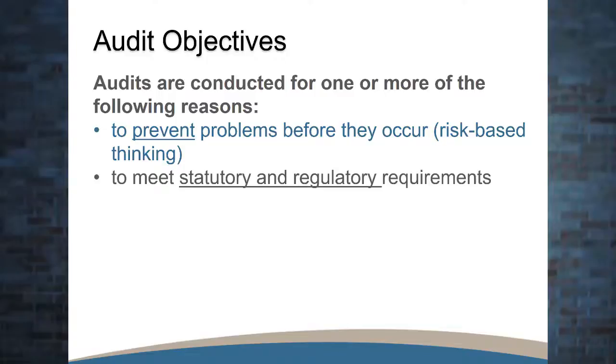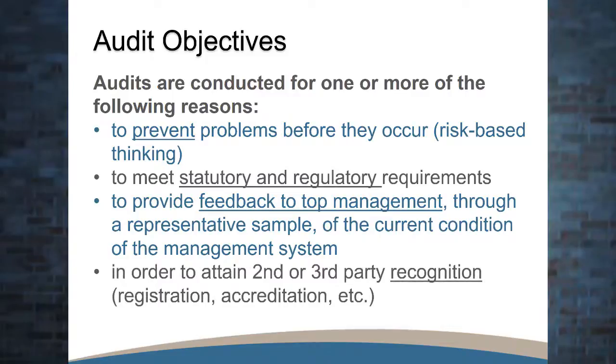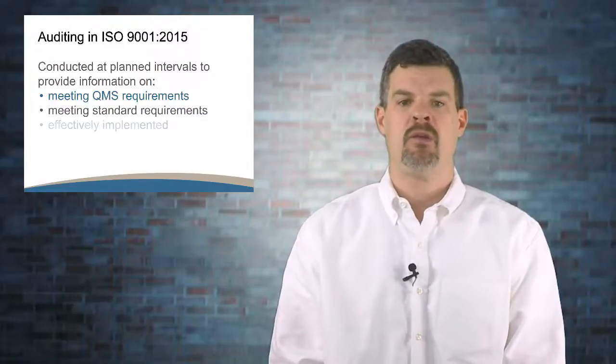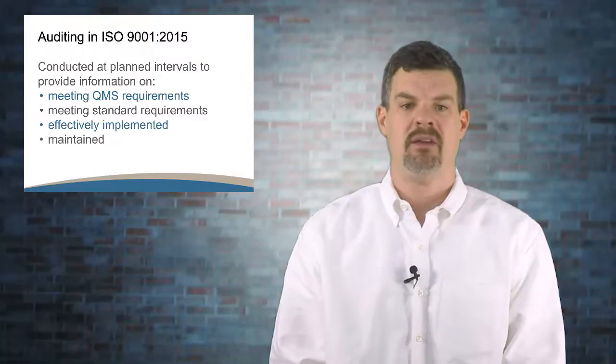to meet statutory and regulatory requirements, to provide feedback to top management through a representative sample of the current condition of the management system, or to obtain a second or third party recognition, such as registration, accreditation, etc. Auditing in ISO 9001:2015 requires that audits be conducted at planned intervals to provide information on meeting QMS requirements, meeting standard requirements, and that your standard requirements in QMS are effectively implemented and maintained.